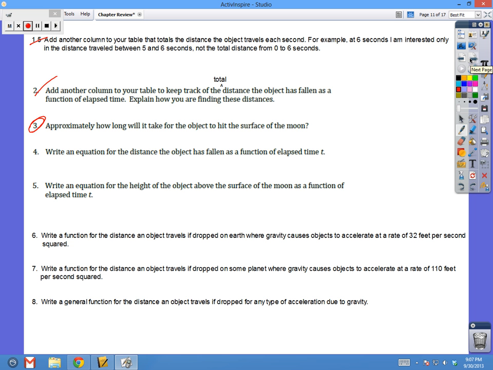Okay, number 4. Write an equation for the distance the object has fallen as a function of time. So for the distance, this is just time, and this is total distance. 0, 1, 2, 3, 4, 5, 6. It's going to be quadratic. This is kind of the mother of all quadratic functions.